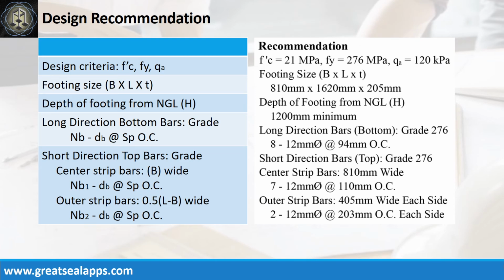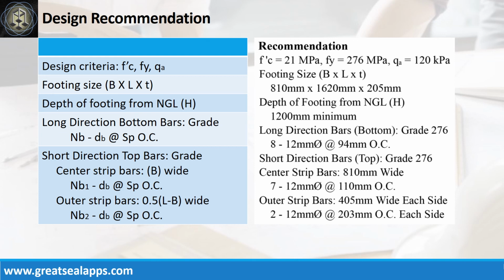Design recommendation as follows. Fc prime equals 21 megapascal, Fy equals 276 megapascal, Qa equals 120 kilopascal. Footing size is 810 mm by 1620 mm by 205 mm. Depth of footing from natural grade line 1200 mm. Long direction bars of grade 276, 8 pieces 12 mm bar at 94 mm on center.